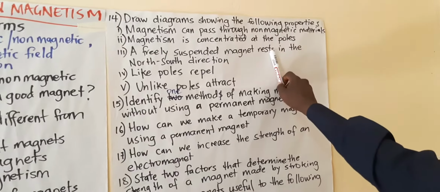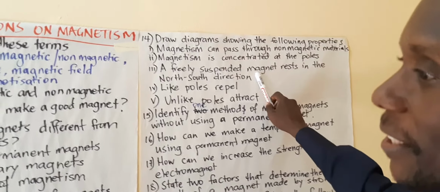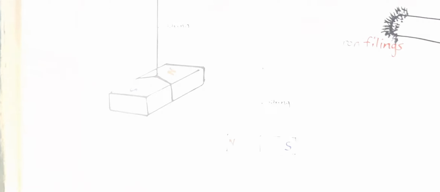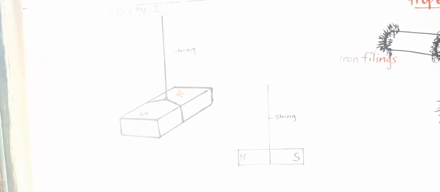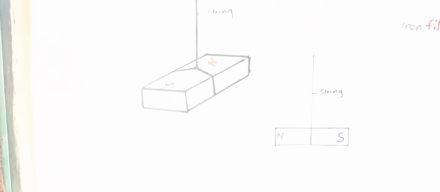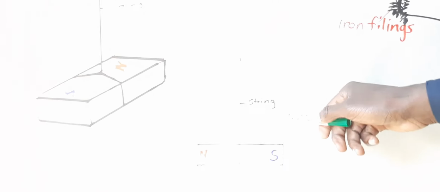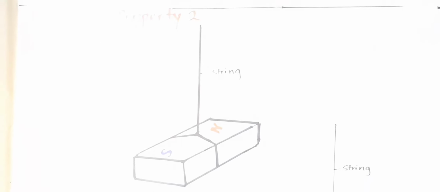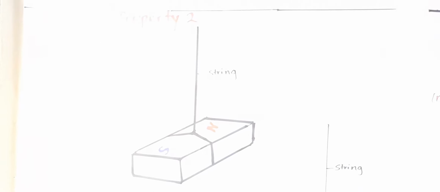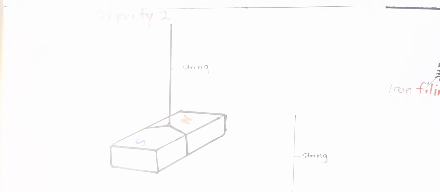A freely suspended magnet rests in the north-south direction. Our magnet is on the string and it is freely suspended. It will keep rotating, but the final resting, it will rest in the north-south direction. This one is the basic diagram, which is very simple. And as you keep mastering your diagrams, you should be able to draw something like that. The positioning of the poles doesn't matter, whether this is North Pole and this will be South Pole. Whoever is marking will award the mark.